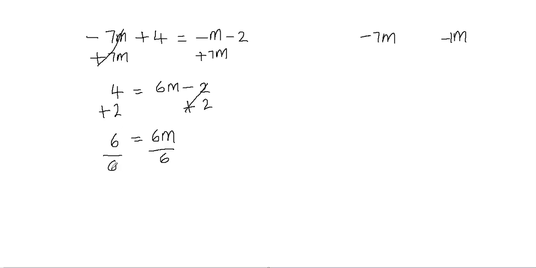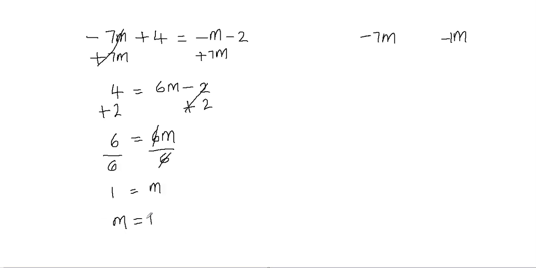So here 6 divided by 6 is going to give me 1. And here 6 divided by 6 is obviously 1, or we can just cancel out these 6. And I'm only left with m. So what I got is m equals 1, or 1 equals m. Let's write that here: m equals 1. And this is going to be my final answer.